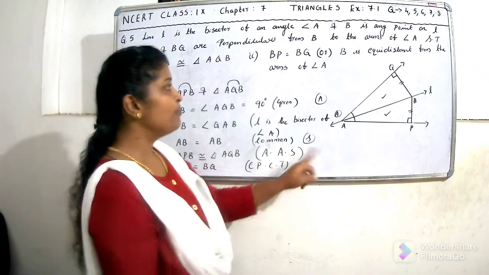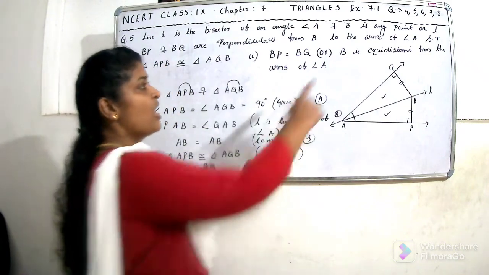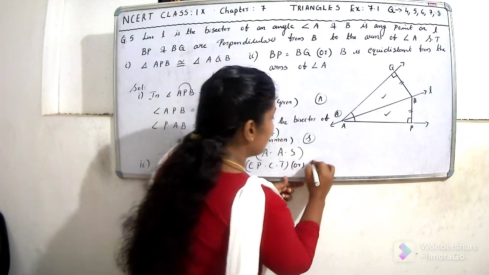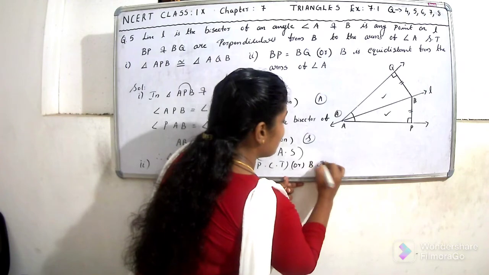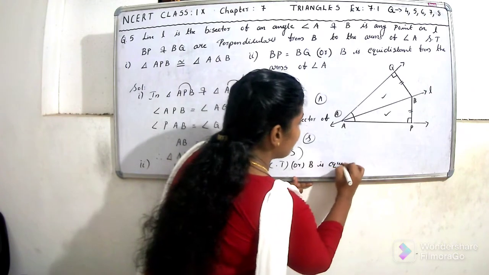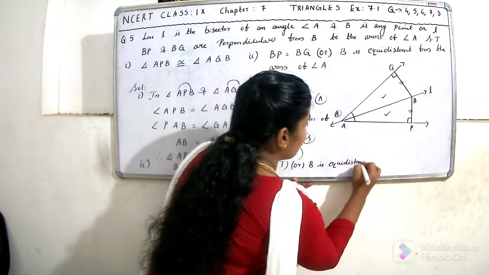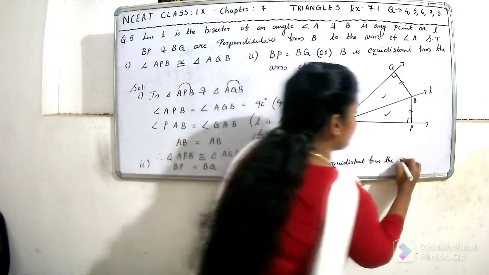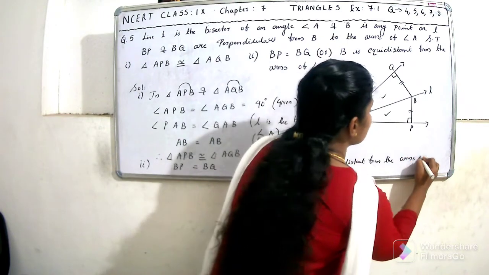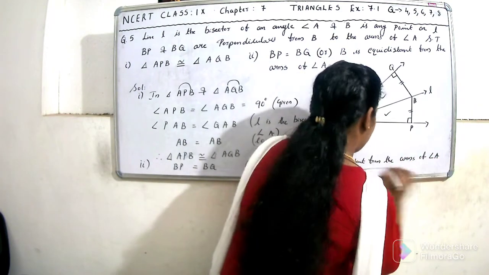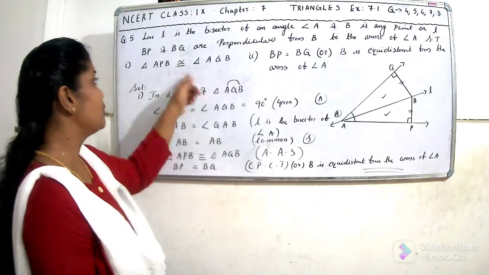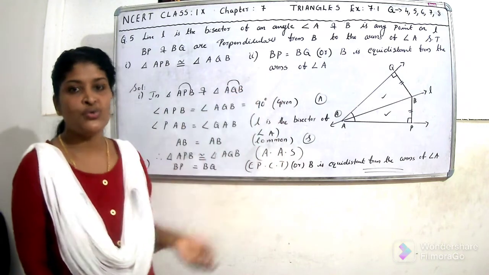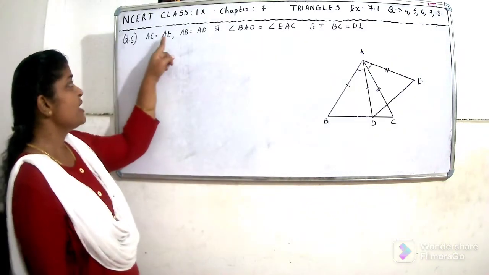Or we can write what? B is equidistant from the arms of angle A. That also we can write. So hence we proved the two questions what they given. Okay, so question number 5 is over. Now move on to question number 6. AC equal to AE.